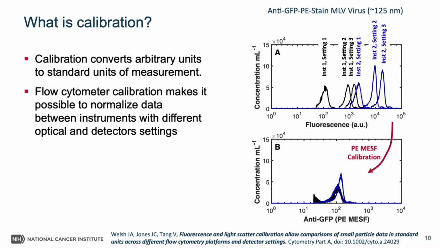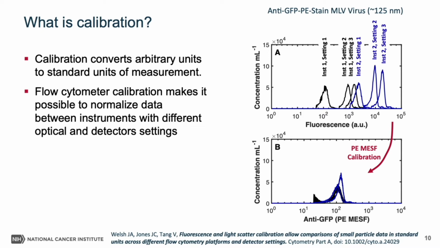Calibration is the conversion of arbitrary units to standard units. In the top right plot, you can see that if we acquire the same population at 3 acquisition settings on 2 different instruments, we're unable to overlay that population on the arbitrary unit scale. This is where the problem lies when we report EVs that we cannot fully detect and where we have no idea what proportion of the EV population we might be detecting.